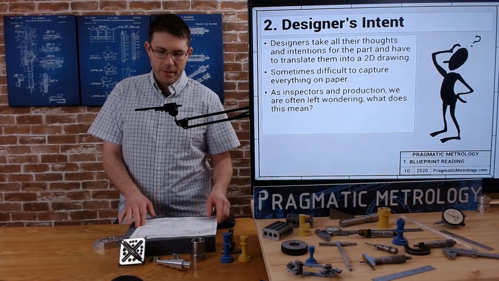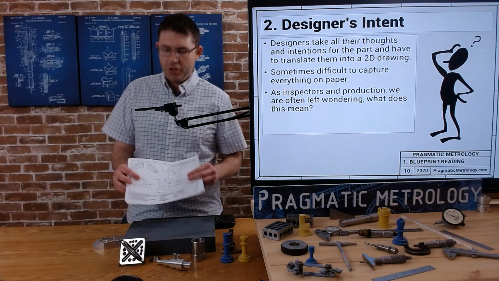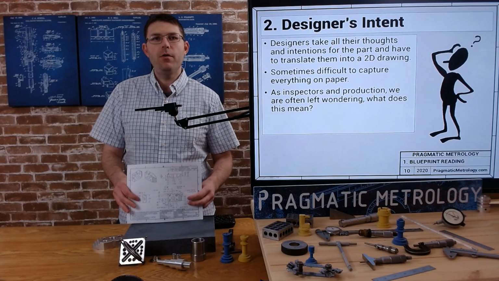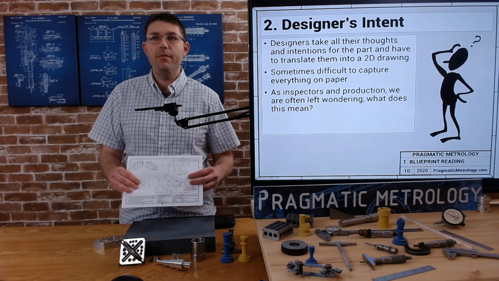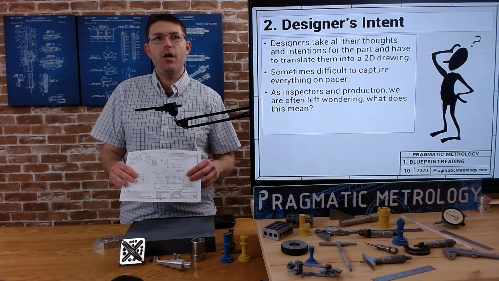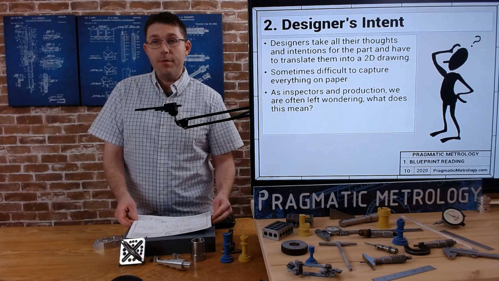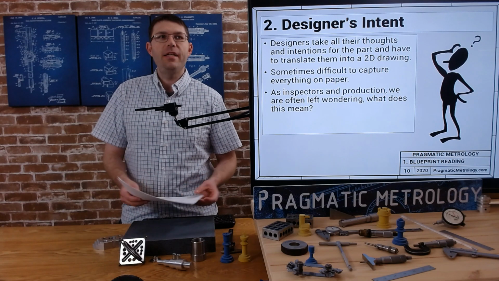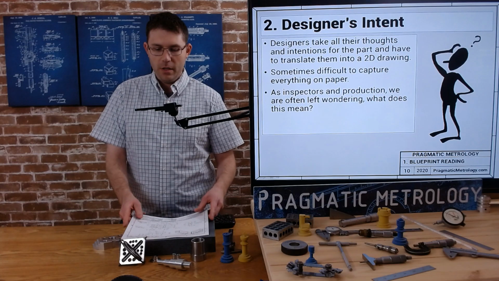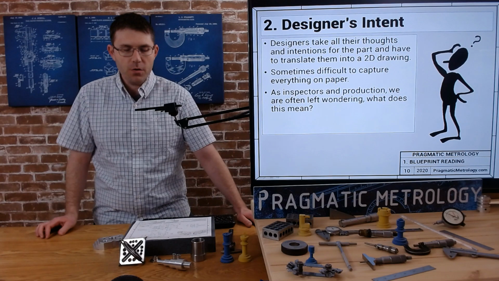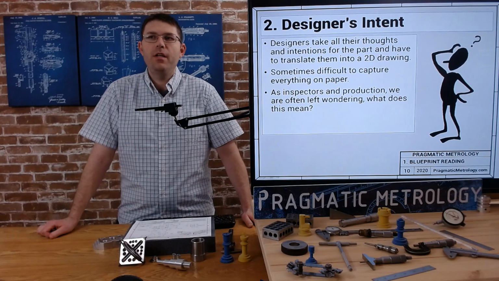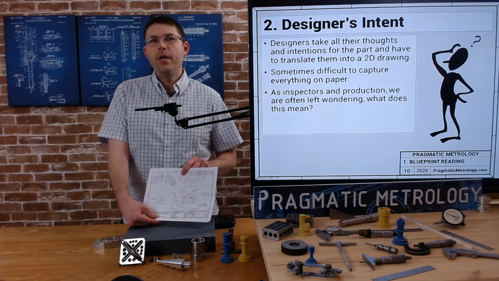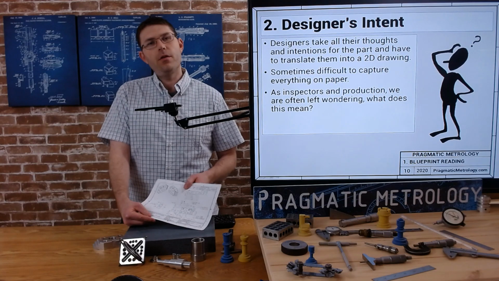a blueprint is a collection of requirements that one or more people probably spent a lot of time and energy trying to document. And they have to take a 3D idea, a model usually, or some other way of coming up with their design and put it down in a two-dimensional form. And sometimes that can be really difficult to do.